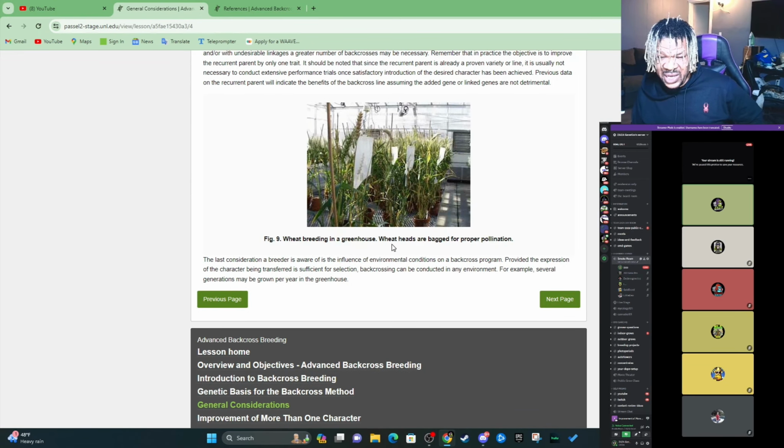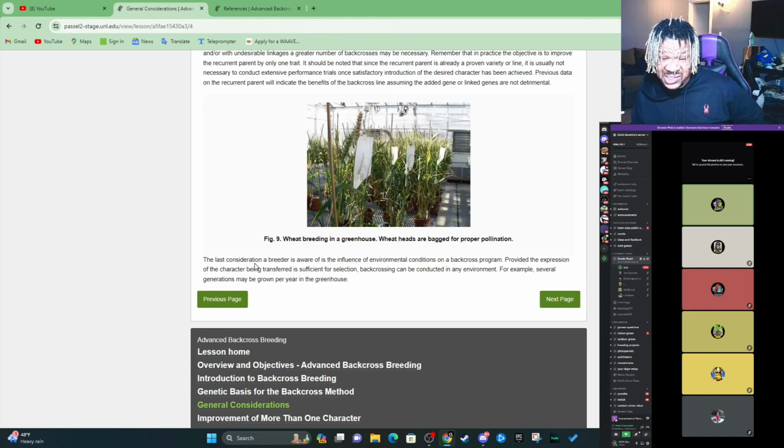Wheat breeding in the greenhouse. Wheat heads are bagged for proper pollination. They're only pollinating one branch right there. Isolating the branch to pollinate it.